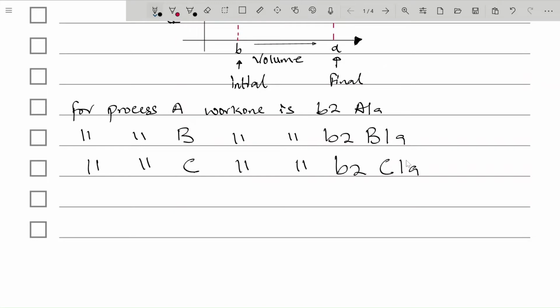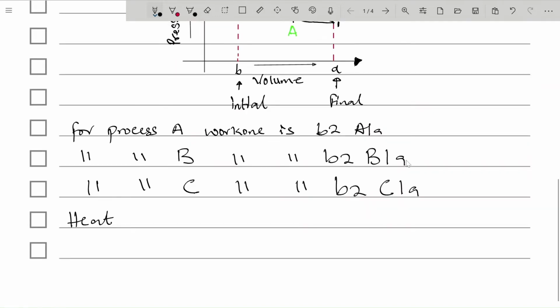Another example of path function is heat. Heat also depends on the path followed by the thermodynamic process, irrespective of the initial and final state. It is also a path function.